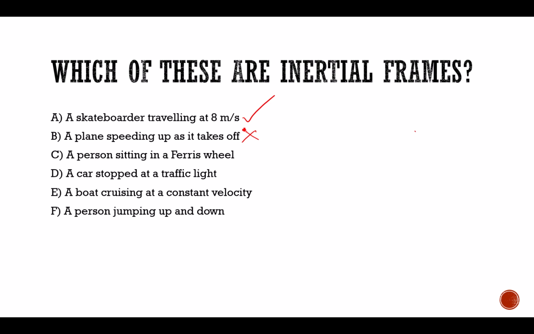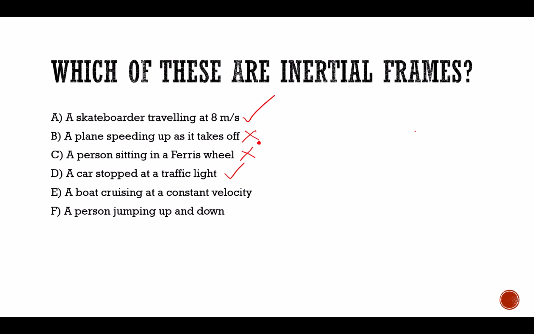A person sitting in a Ferris wheel. Also not an inertial reference frame. They are spinning. They have a centripetal acceleration. So it's not an inertial reference frame. A car stopped at a traffic light. That is an inertial reference frame. Their velocity is constant, 0.